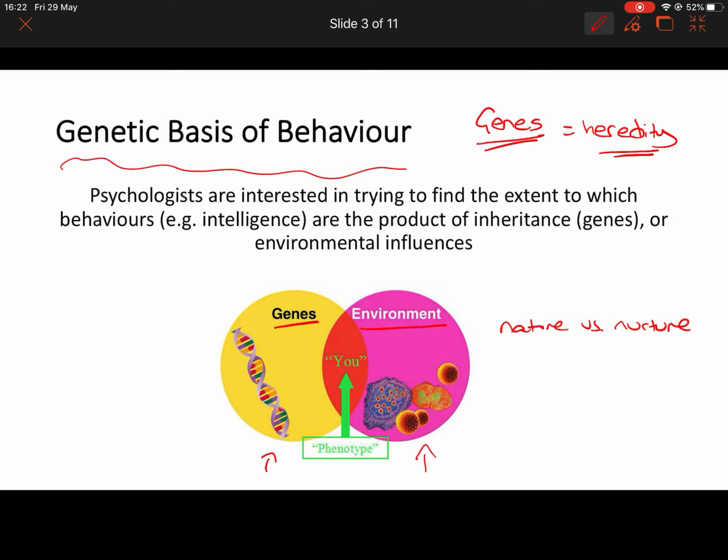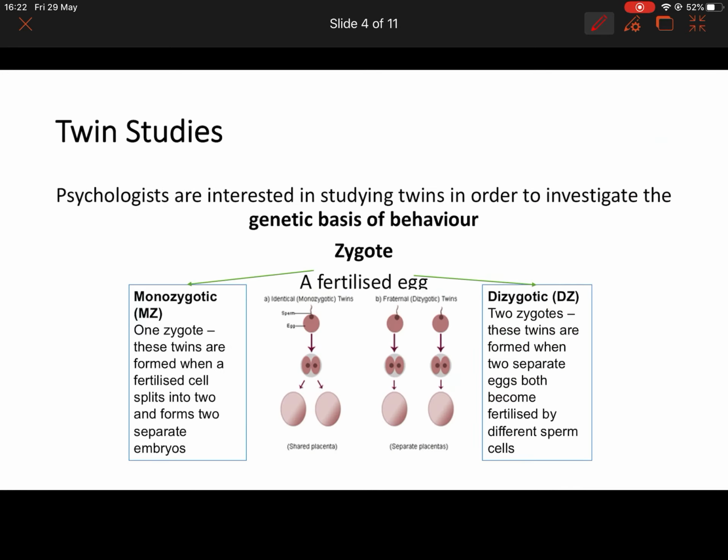So, one method of investigating the extent to which traits are determined by genes or the environment is via twin studies.